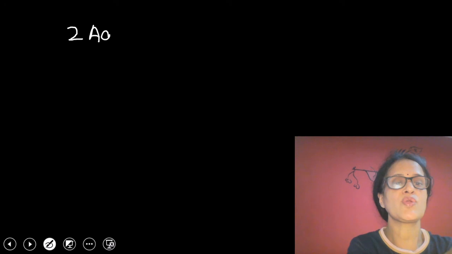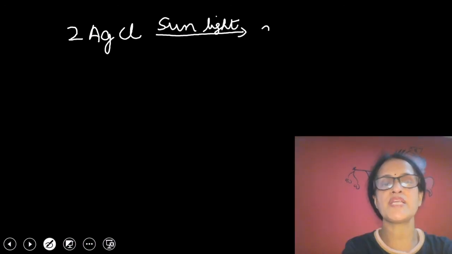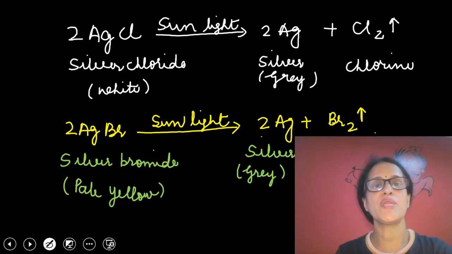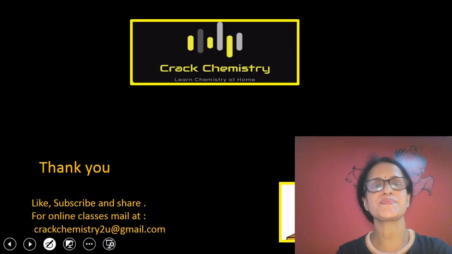Students, the reactions which take place during this process are written here. Silver chloride, which is white in color, undergoes decomposition in the presence of sunlight and breaks into metallic silver, which is grey in color, and chlorine gas. Silver bromide, which was pale yellow in color, undergoes decomposition in the presence of sunlight and breaks into metallic silver, which is grey in color, and bromine gas. I hope all these points are clear to you.